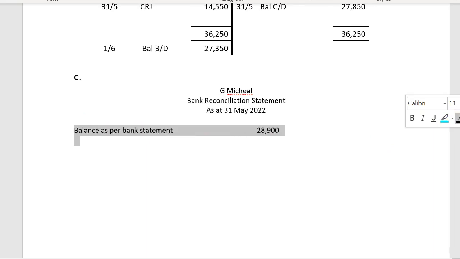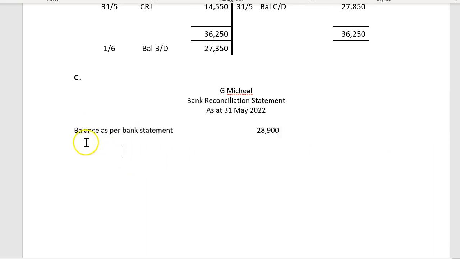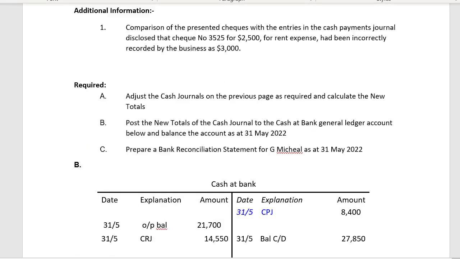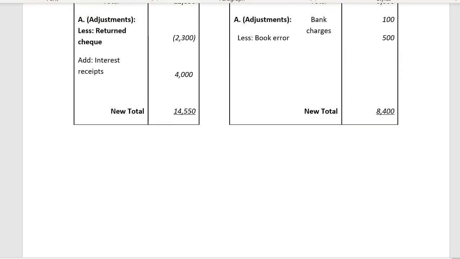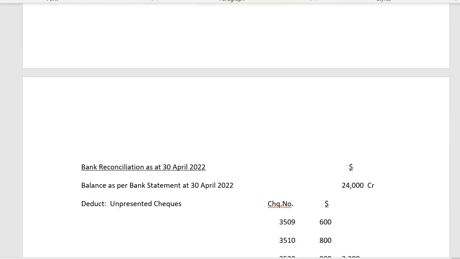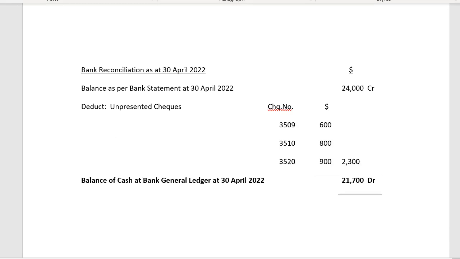There you go, 28,900. Now, we need to look for transactions recorded in the cash receipts and cash payments, but not in the bank statement. First, let's go back to the previous bank reconciliation. As you can see, there are unpresented checks. Now, what are unpresented checks? Unpresented checks are payments which the business has recorded but the bank has not processed yet.